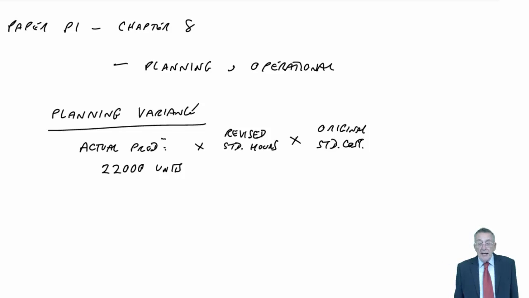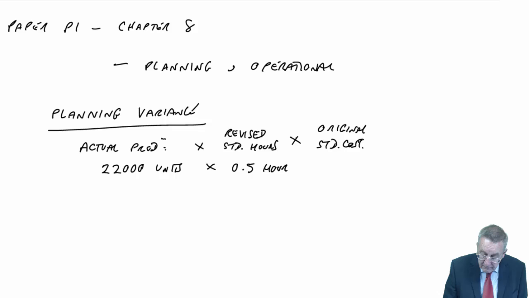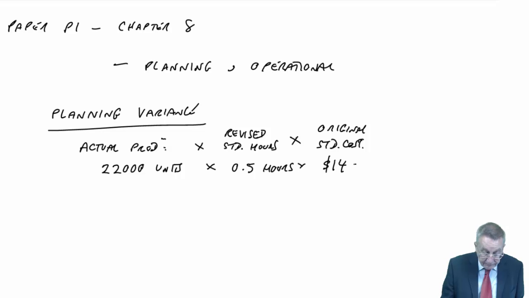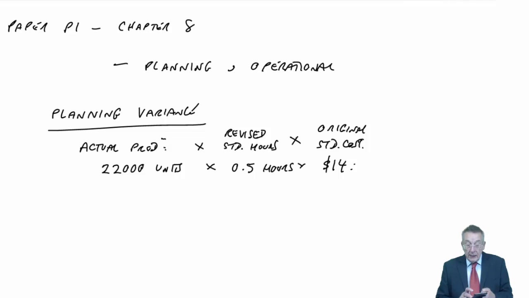Now, in some ways, a bit unnecessary here. When I say revised standard hours, we'd originally budgeted on each unit taking half an hour. There's no mention in this question of that needing to change for any reason. Presumably, we still expect it will take 0.5 hours. And when I originally did the budget, we thought we'd be paying 14 an hour, and therefore I'd now be expecting, on original figures, to pay 154,000.